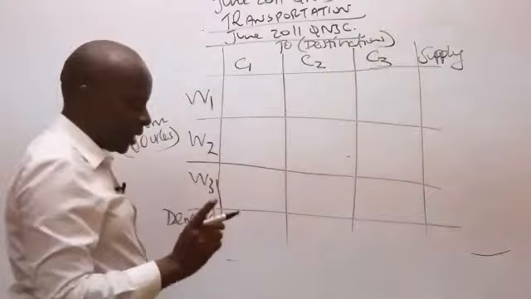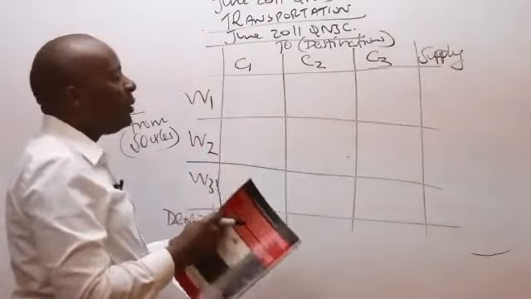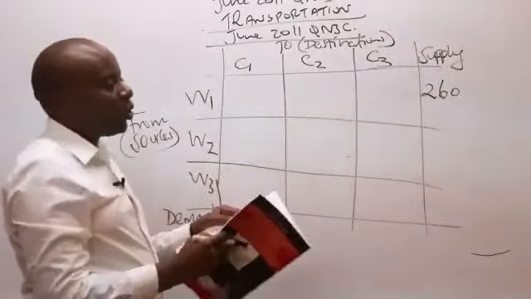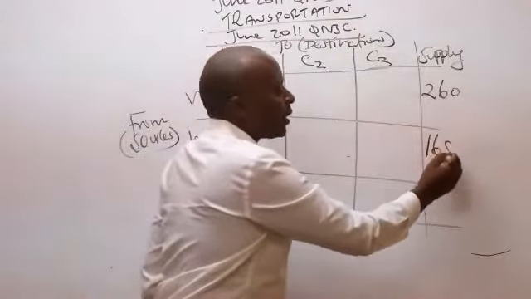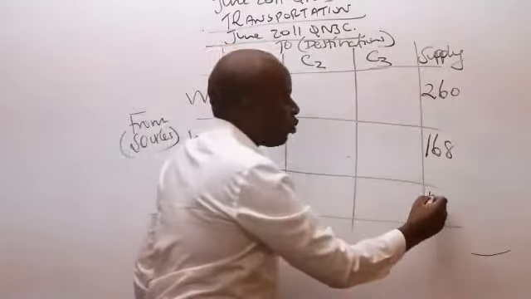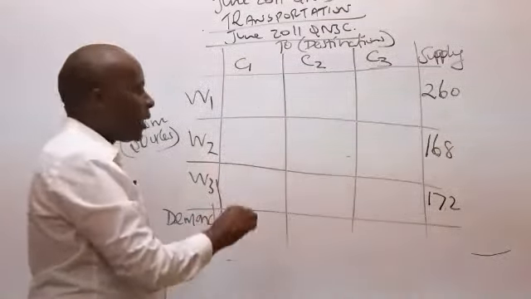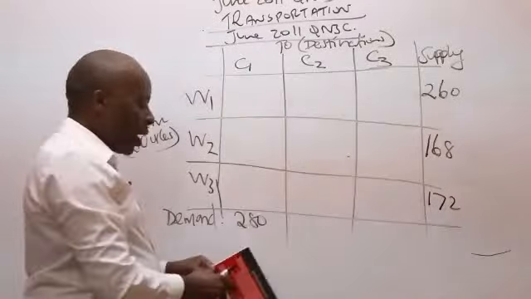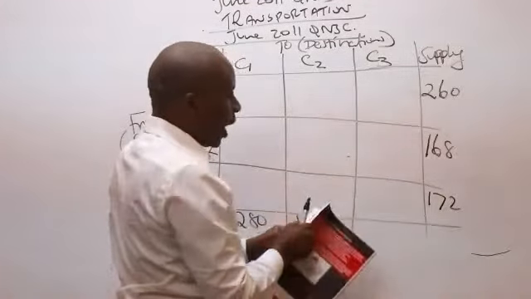Now listen. From this question, we can see that warehouse 1 supplies 260 bags. Warehouse 2 will give us 168. How about warehouse 3? Warehouse 3 gives us 172 bags. How about the demands from our customers? Customer 1 needs 280, customer 2 needs 120, customer 3 needs 200 bags.